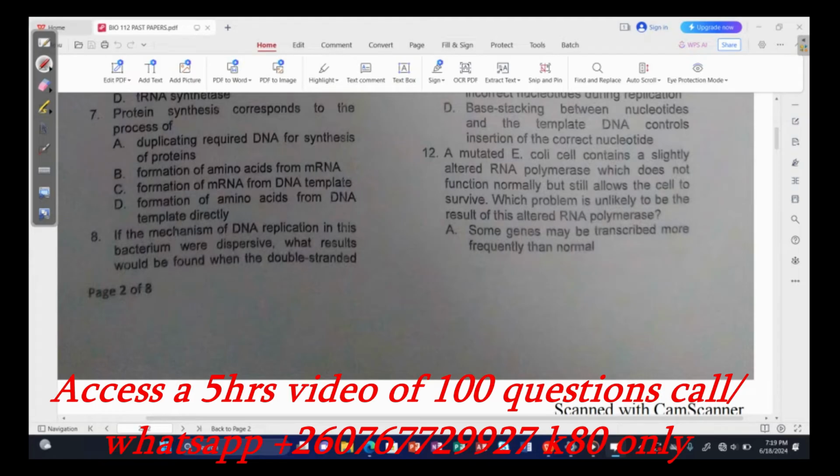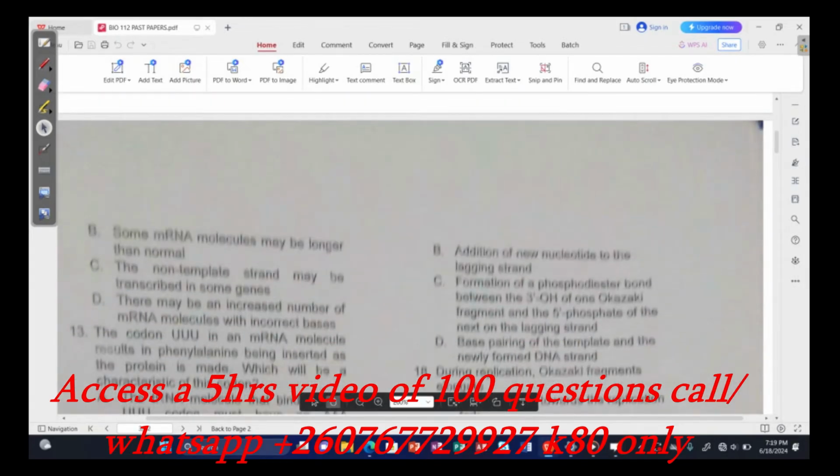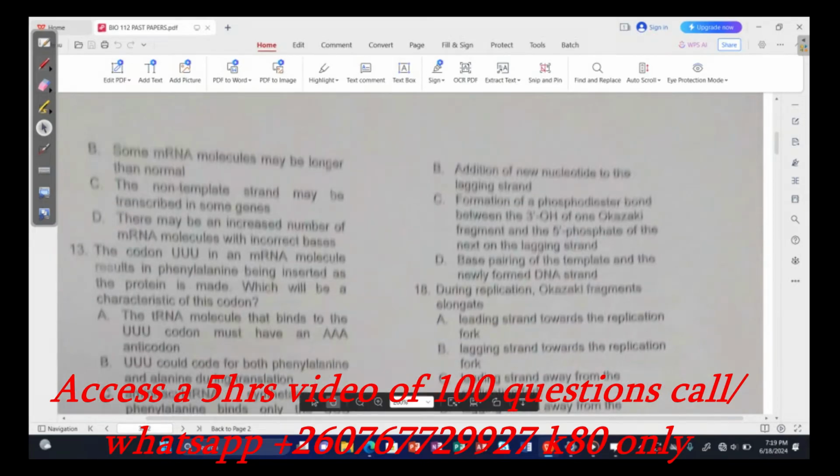So A is saying some genes may be transcribed more frequently than normal. We'll pause there and check these other options. Then B is saying some mRNA molecules may be longer than normal.